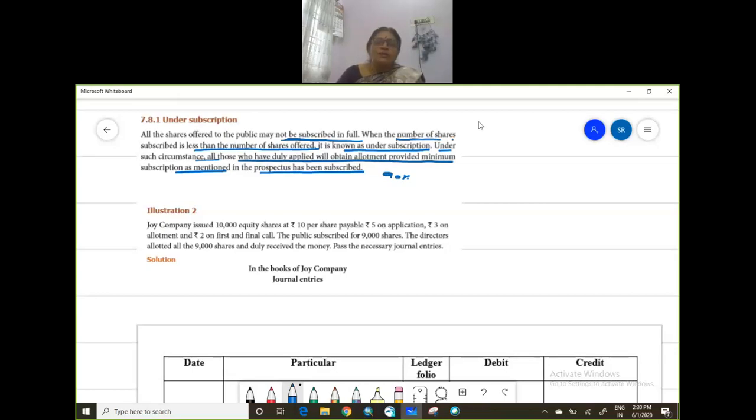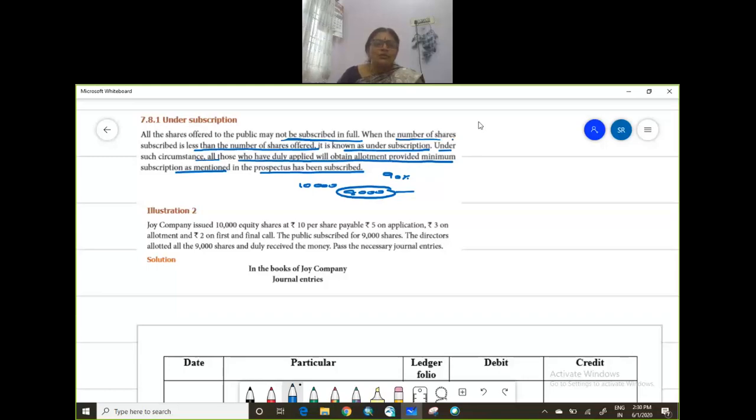Now, for example, if the company is planning to issue 10,000 equity shares and you have got only 8,000 subscribed, all the 8,000 shares can be issued. Now we are going to the accounting treatment. How are you going to pass journal entries when there is under subscription?